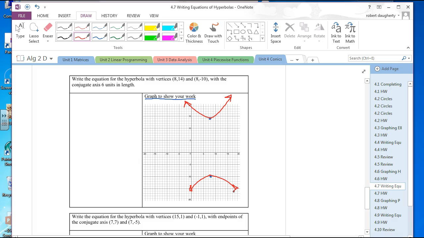So how do you think I'm going to find the center? Well, it's going to be relative to these points. Where would the center be? Halfway in between, right? So what's 14 and 10? 24, half of that is 12. So if I'm at -10 and I go up 12, where do I end up? At 2. So that point (8, 2) is the center.